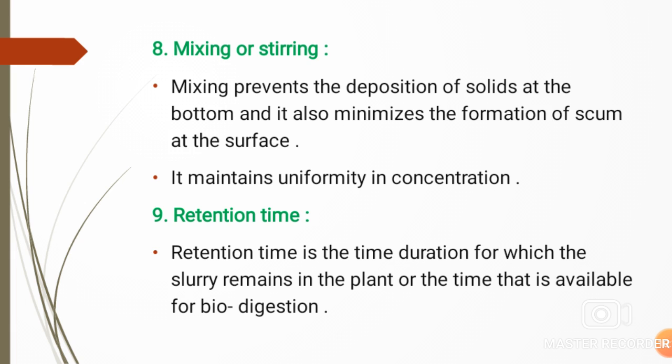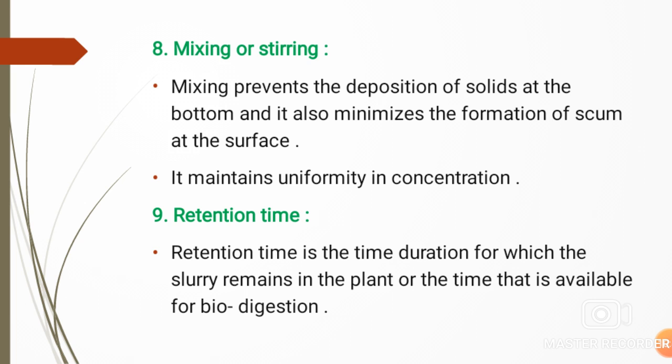We know that when there is a slurry, there is a formation of scum at the surface, and due to scum formation there is no uniformity in the slurry. So for the breaking of that scum at the surface we require an external stirrer, and due to the stirrer the scum will break and we get the uniform concentration. Also, the stirrer or mixing prevents the deposition of solid material.